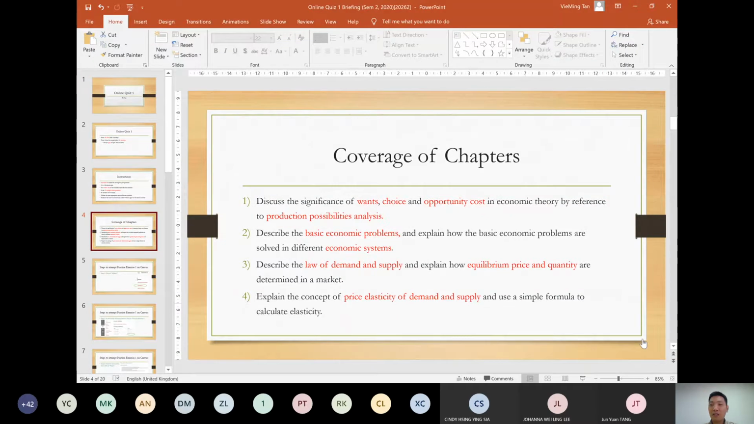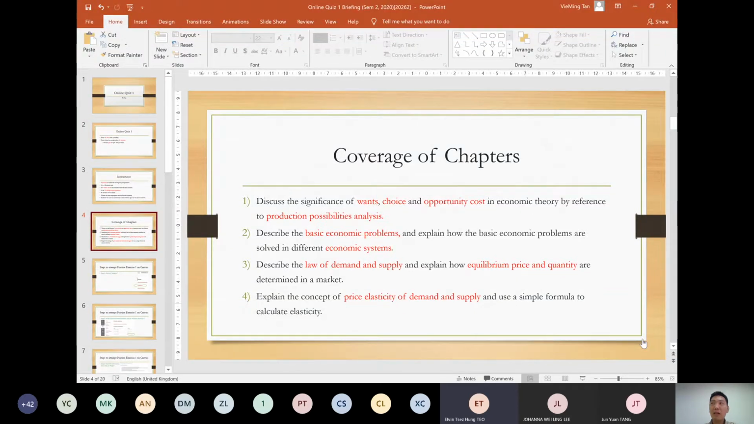Maybe I call your name. Alvin Teo, are you here? Alvin, are you here? Hello. Hear me? Yeah, what is the main problem? What is the reason we want to study economics? Scarcity, choices, and opportunity. Yeah, scarcity. What is the issue about scarcity? Not enough resources.